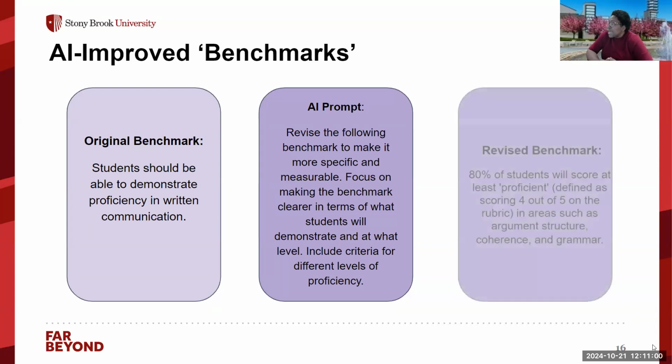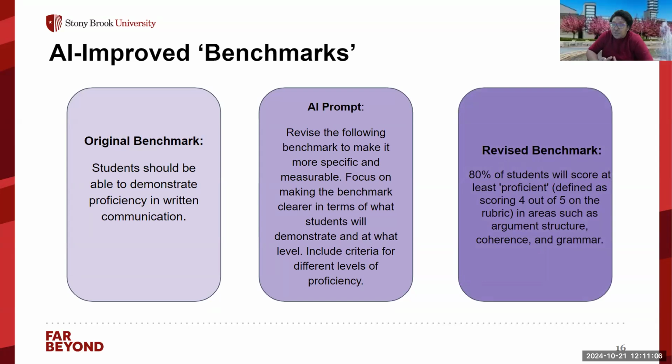This is kind of going back and tying this to a rubric. So it's 80% of students will score at least proficient, which is now defined as 4 out of 5 on a rubric, in areas such as argument structure, coherence, and grammar. So any student reading this now knows what they need to do to at least be considered proficient on the assessment method.